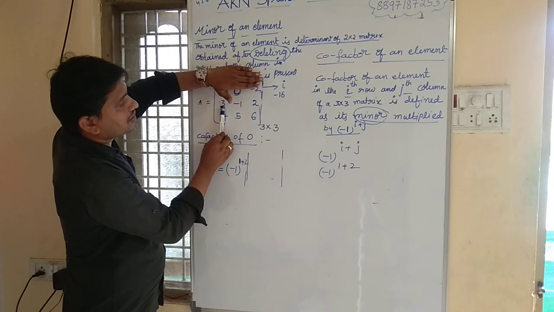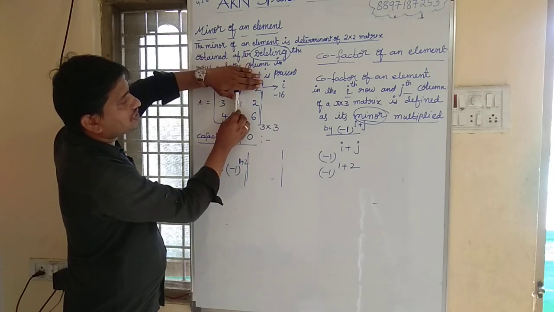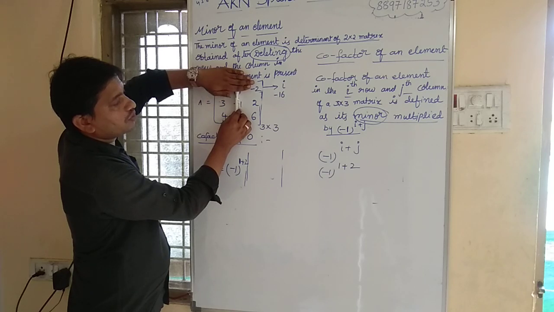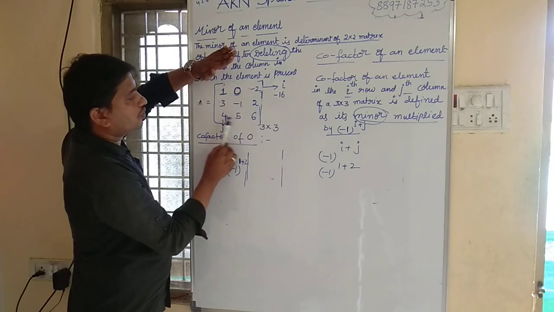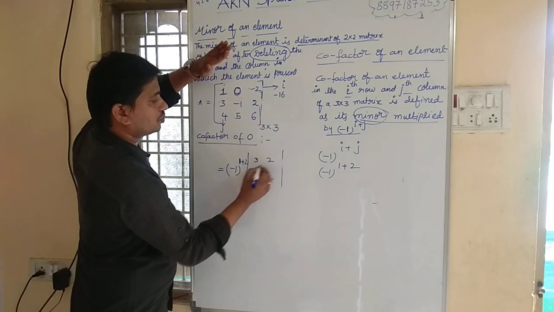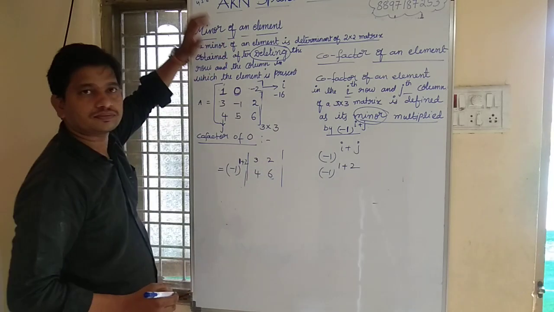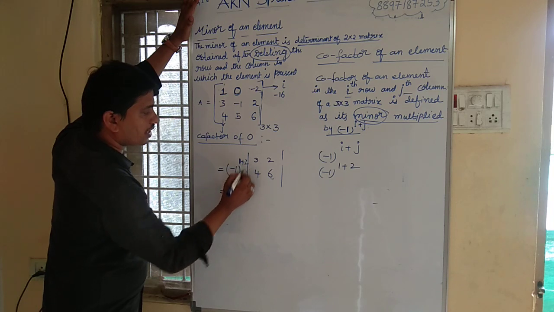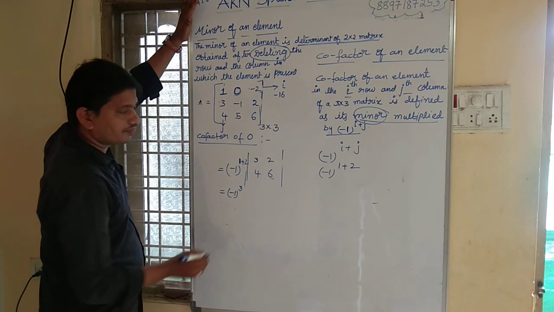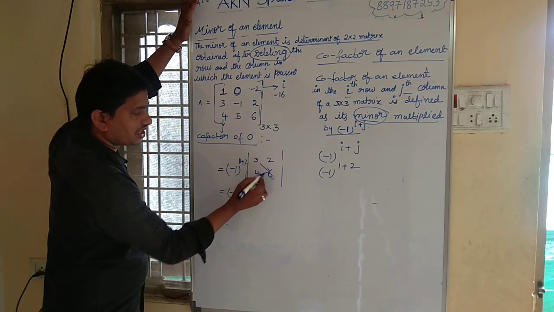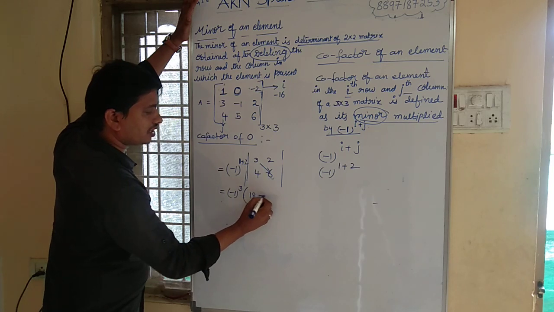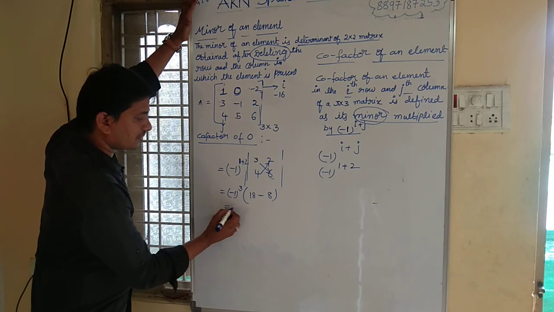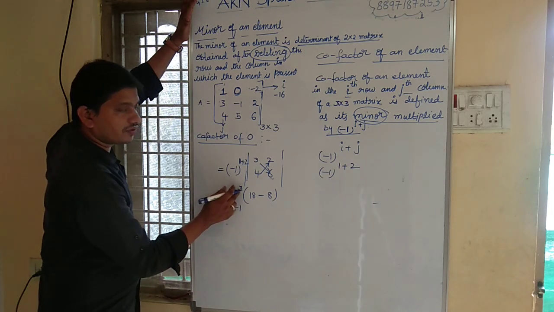So the remaining elements are 3, 2, 4, 6. What is the minor of 0? That particular row and particular column we need to remove. Elements are 3, 2, 4, 6. So minus 1 whole to the power of 1 plus 2, that is 3. And whose determinant is what? 3 into 6, that is 18, minus 4 into 2, that is 8. So minus 1 whole to the power of 3.